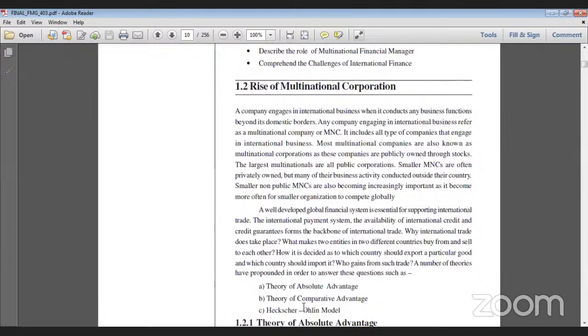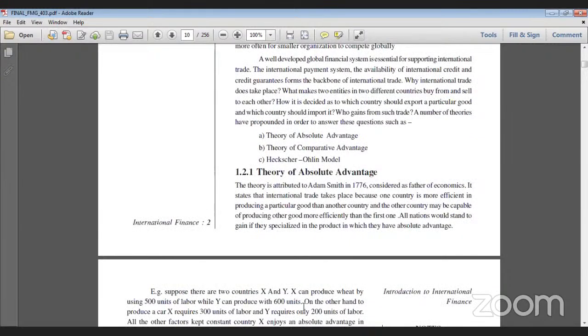Who gains from trade? A number of theories have become popular in order to answer these questions, such as the theory of absolute advantage, the theory of comparative advantage, and the Heckscher-Ohlin model. So, firstly, we go for the theory of absolute advantage.